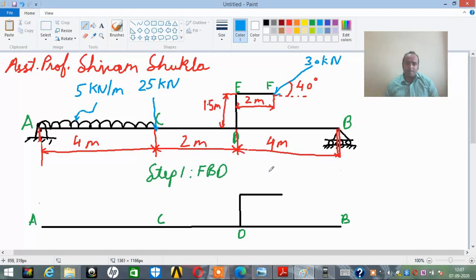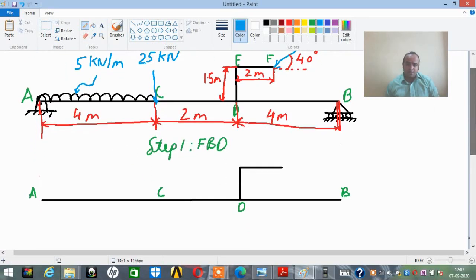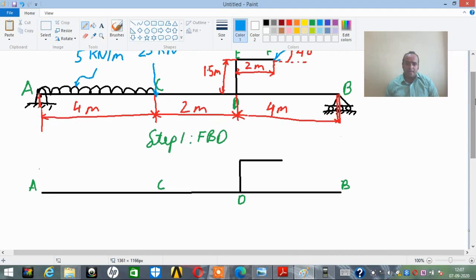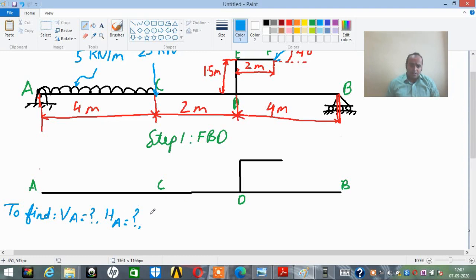The same question's diagram is drawn over here, and then directly we will be drawing the free body diagram and proceeding ahead with it. Let us first write down what we are supposed to find. Since they have asked us to find the support reactions, I'll write "to find" over here. The support reactions are VA, the vertical reaction at A, HA, and the normal reaction at point B, that is RB.